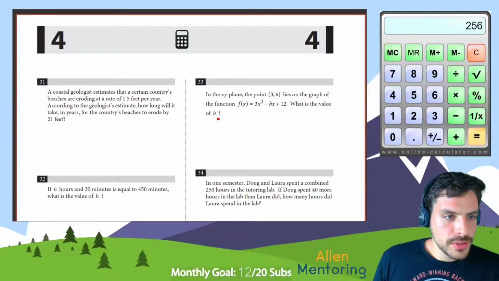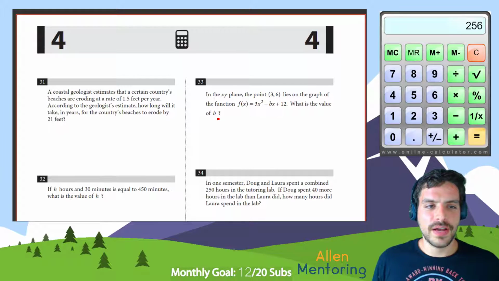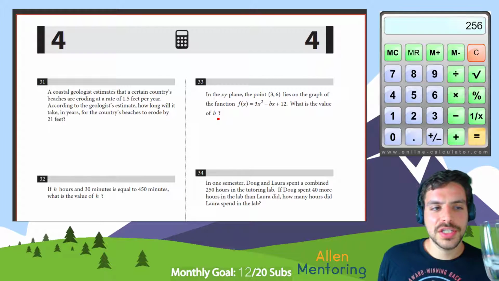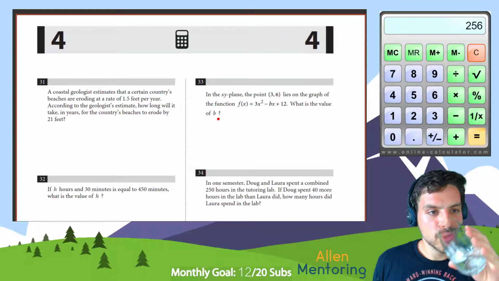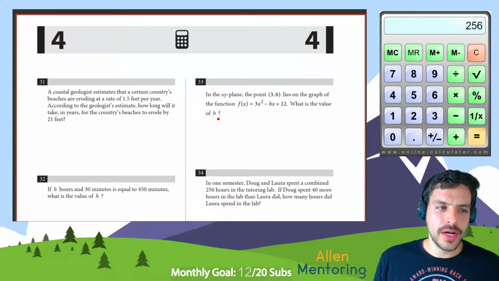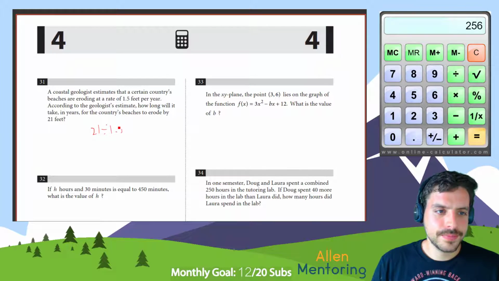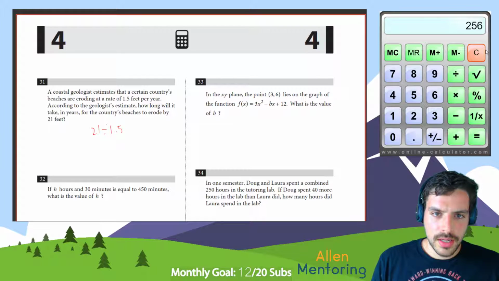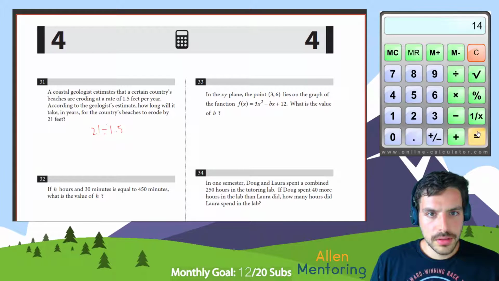31. A coastal geologist estimates that a certain country's beaches are eroding at a rate of 1.5 feet per year. According to the geologist's estimate, how long will it take in years for the country's beaches to erode by 21 feet? This is a pretty easy one. If it's 1.5 feet every year, how many years will it take to get to 21 feet? We would just do 21 divided by 1.5. I'm going to use my calculator because I don't want to make any stupid mistakes. 21 divided by 1.5 is 14.